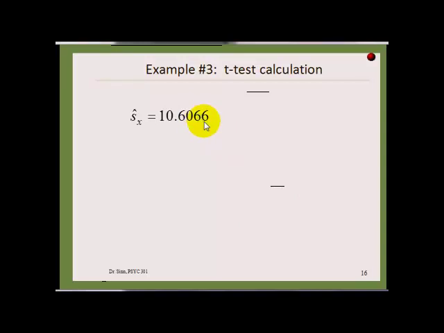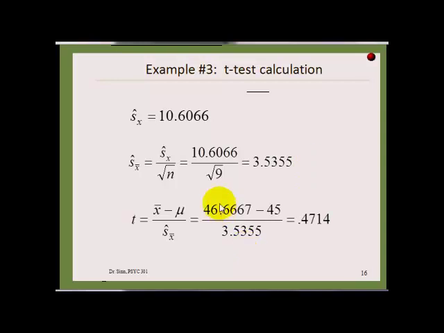All right, if we are given the S value of 10.6066, the standard deviation, we'd have to get the standard error first of all, and that would work out to 3.5 something. Then we could plug that into our t formula, and we'd have to figure out the sample mean as well. Just take all the scores and divide by 9. And we get a t value of 0.4714.